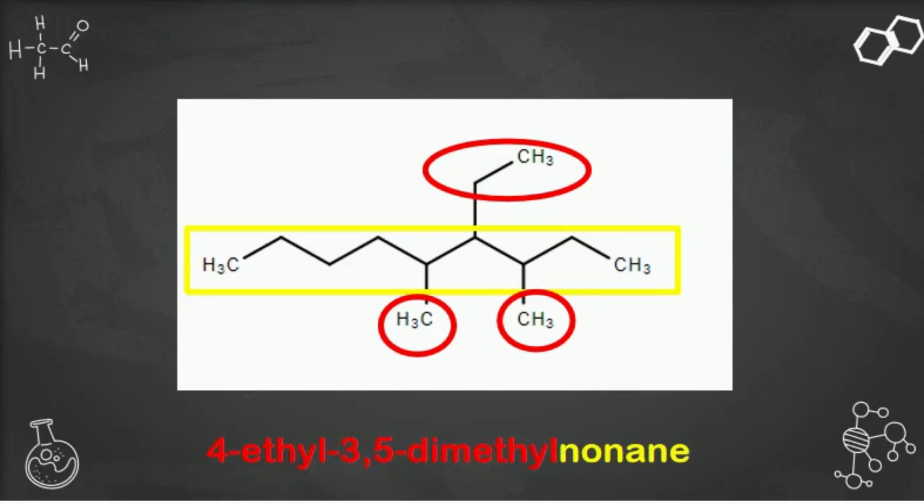So in separating number and letters, we use the dash, and in separating number from number, we use comma. And then for letters, it will be just no space. So again, we have 4-ethyl, and then 3,5-dimethyl, and the parent chain, it is nonane.